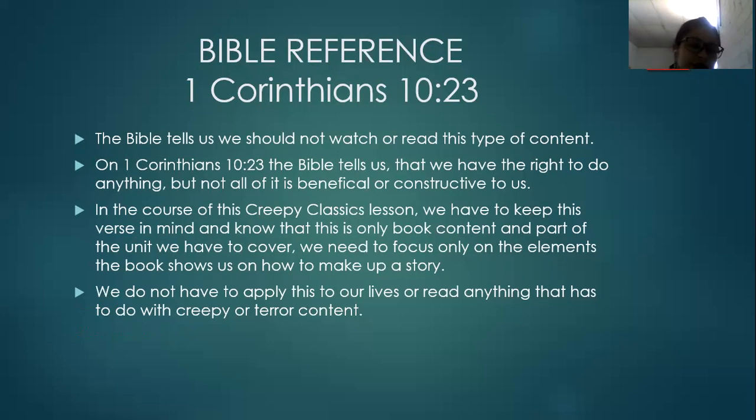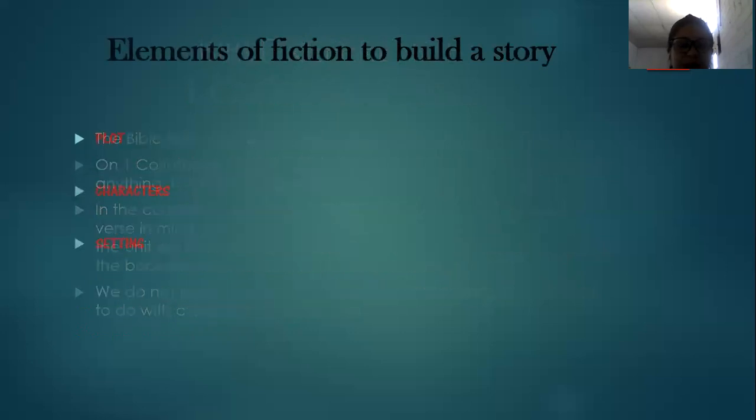So basically, we just have to cover what the book is teaching us on story content. This is very important for you to keep in mind, and we will be seeing a lot of this content throughout the unit. So I would like you to keep that in mind.